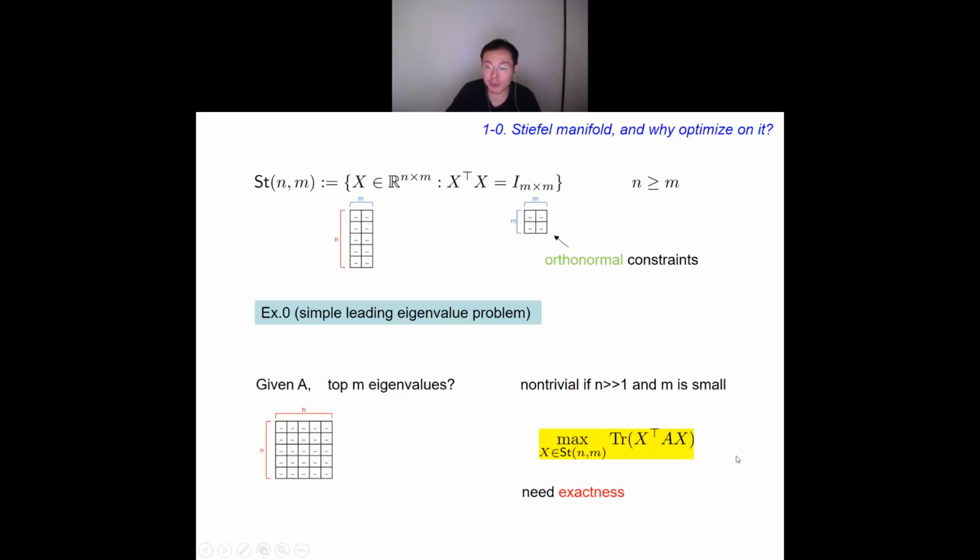And one thing that is very important is that you need X to be exactly on the Stiefel manifold. You don't want to use a regularizer. You don't want to use approximation. If you use that, you break the orthonormal basis, and then you can get very, very weird results.